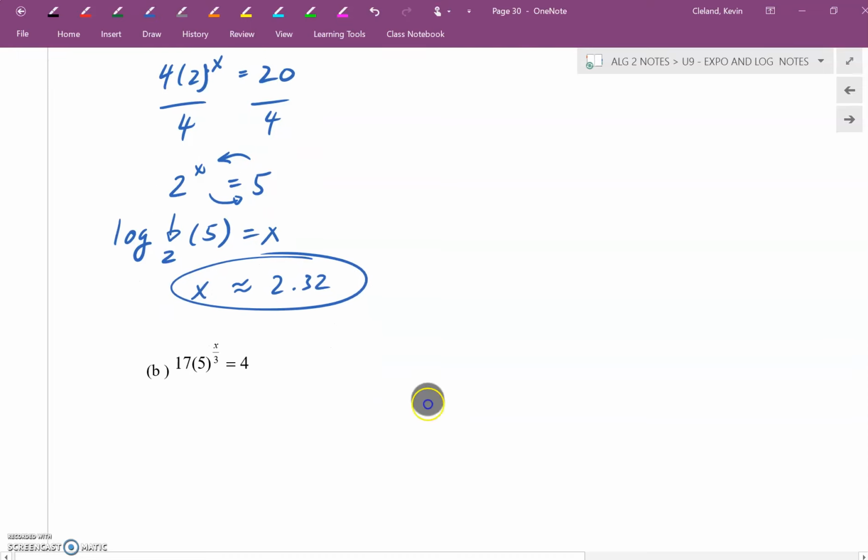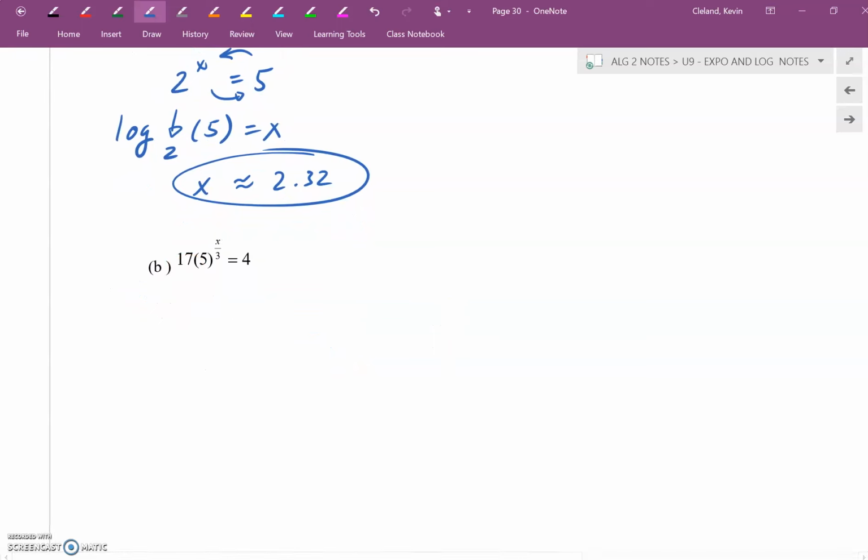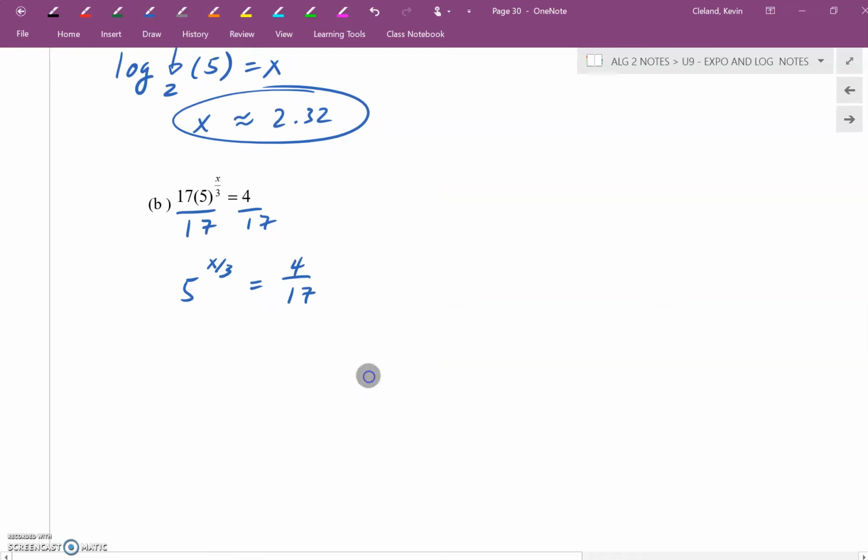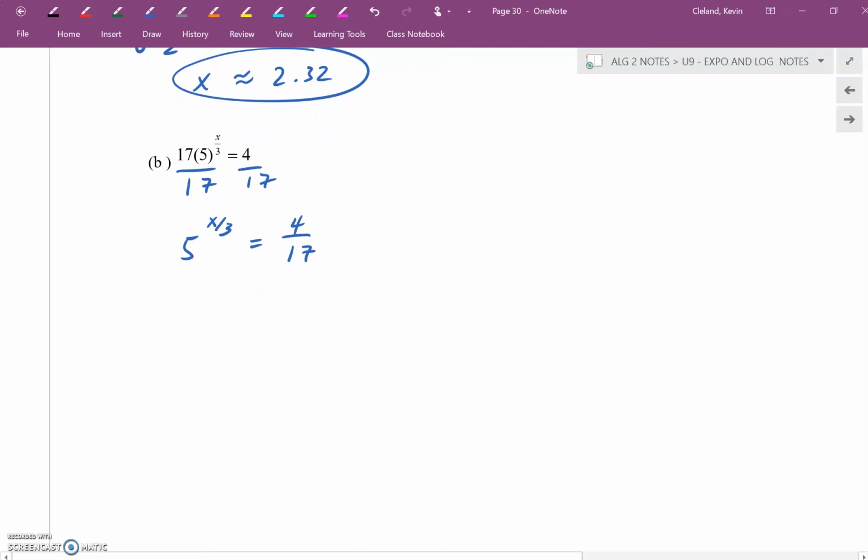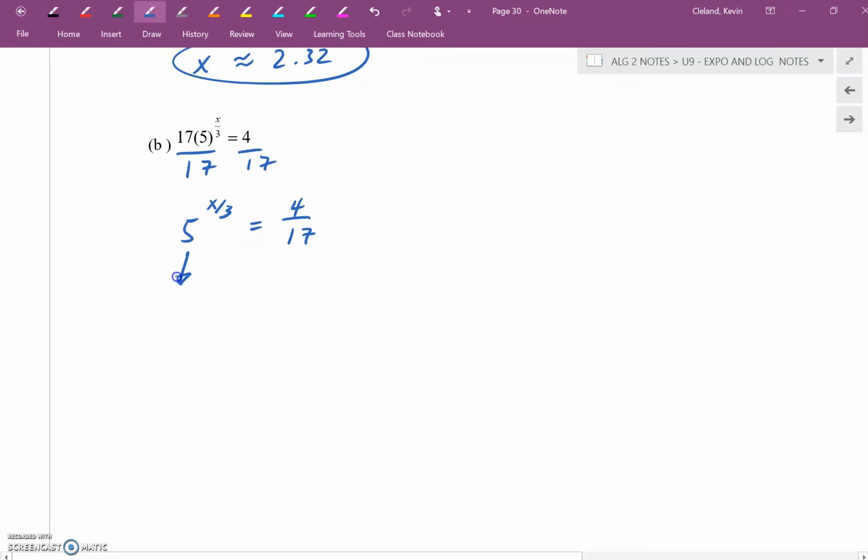Part B. I'm going to isolate again by dividing by 17. Now I have 5 to the x over 3 power equals 4/17. You could calculate that as a decimal, but it's going to be a messy one, so I'm not going to bother with it. I'm going to leave it as a fraction. I'm going to bring down my base and say log base 5 of 4/17 equals x over 3. Switcheroo.